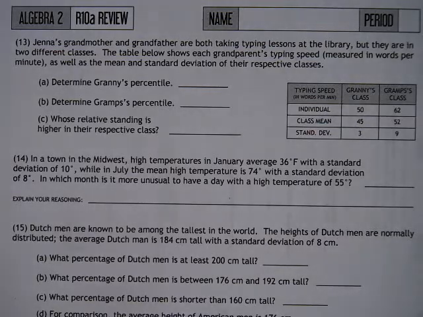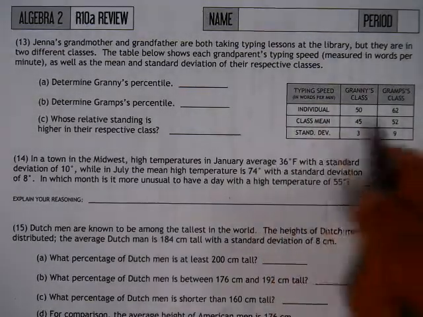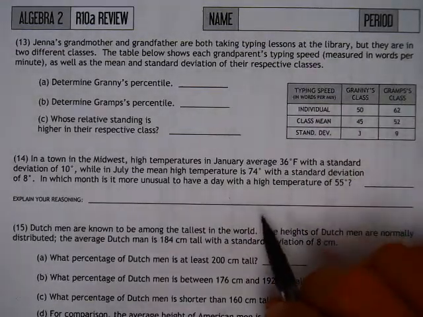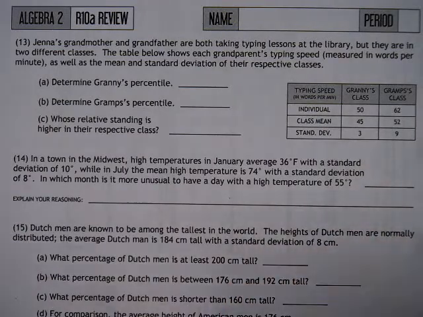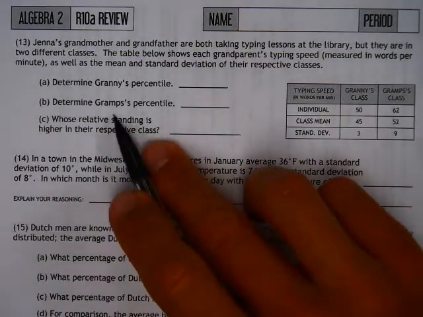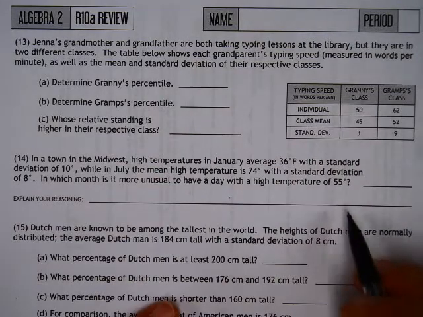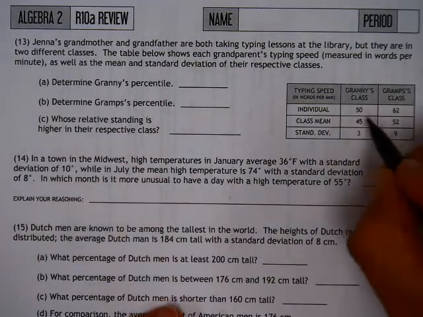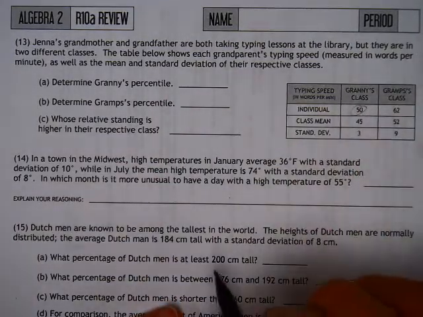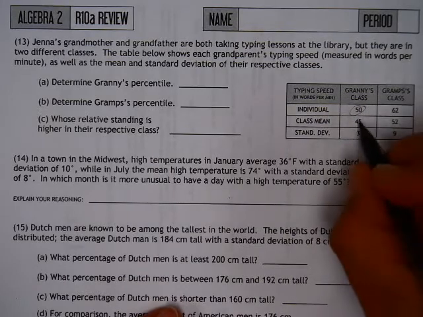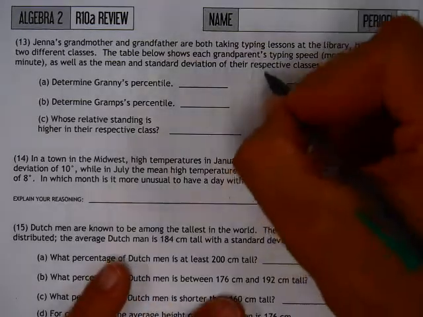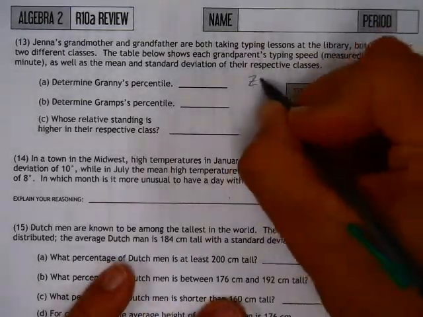We're told to calculate percentiles here, and to do that, you need a z-score. So what I'm going to have you do is I'm going to have you do Gramps, and I'm doing Grannies. Okay, and we're going to do it the same way. The individual in Grannies is 50 with a mean of 45 and a standard deviation of 3. So we have to start with the z-score.